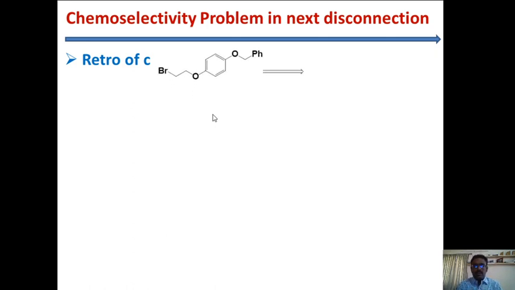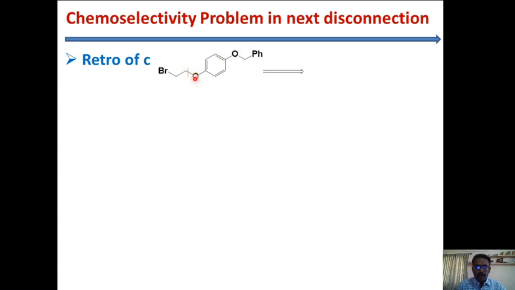Just for example, we can have both halogens as a leaving group. If you take this molecule, again you have to do the retrosynthetic analysis. Suppose you are breaking the bond. You have two bonds, here you can break and here also you can break.